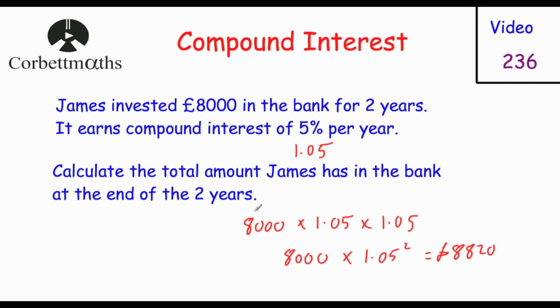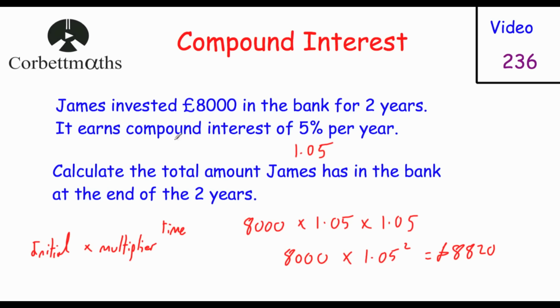So this is a really quick and easy way of doing compound interest questions, and it's got a formula. It's the initial, so the amount of money or whatever you started with, multiplied by the multiplier to the power of time. So this formula will help us work out compound interest questions really easily.